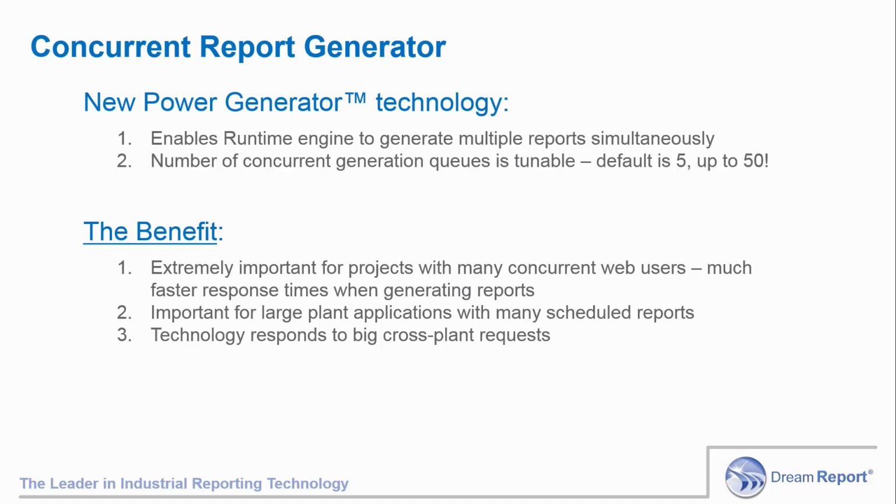In the past, if several reports were triggered around the same time, the reports were queued serially and then executed one after the other, possibly resulting in a delayed output in larger or very active reporting applications. With Power Generator, up to 50 reports can be generated simultaneously, with 5 being the default. The benefits of this feature are clear.